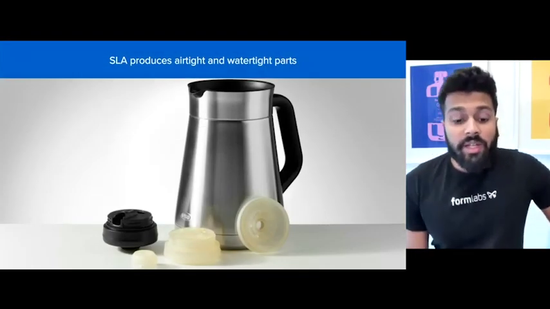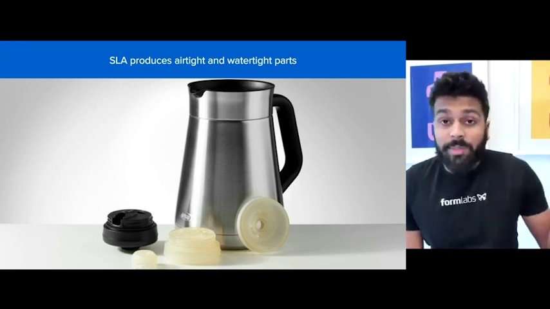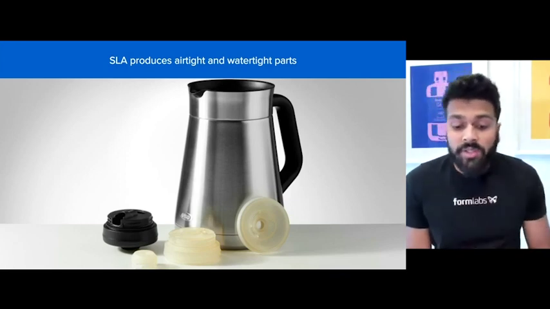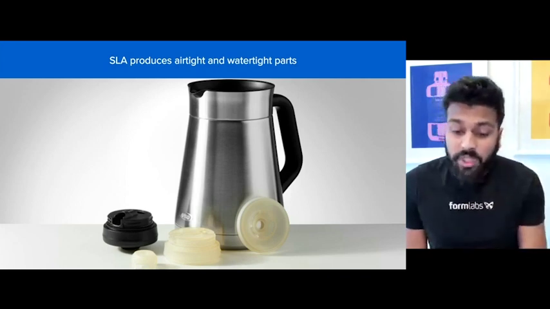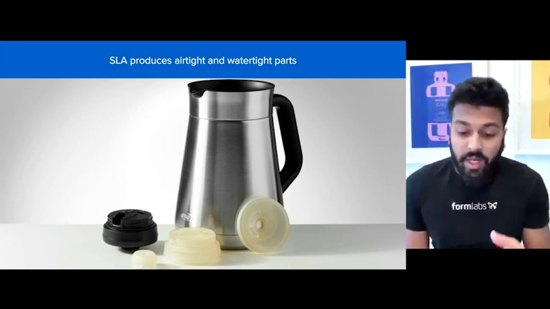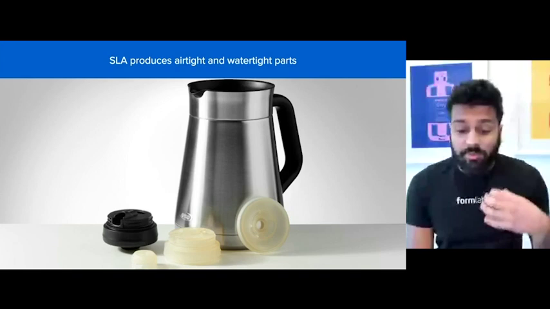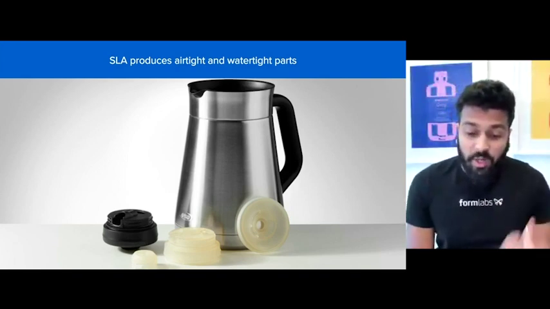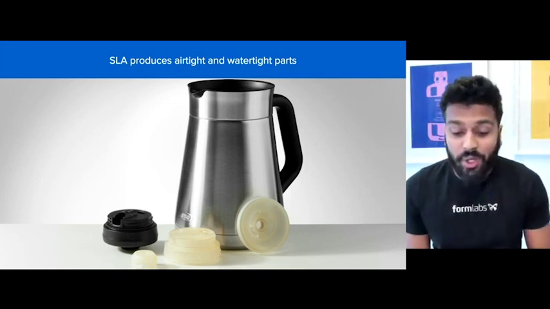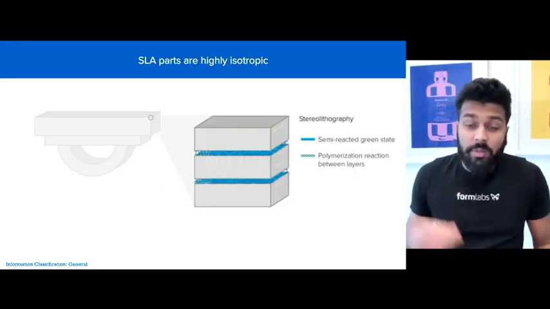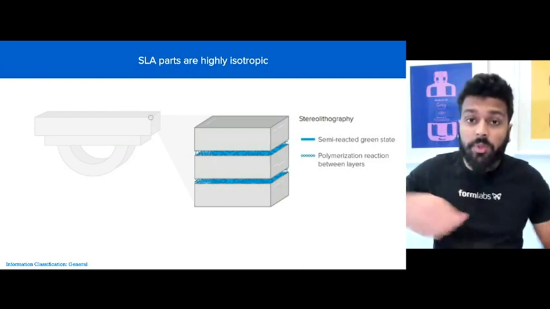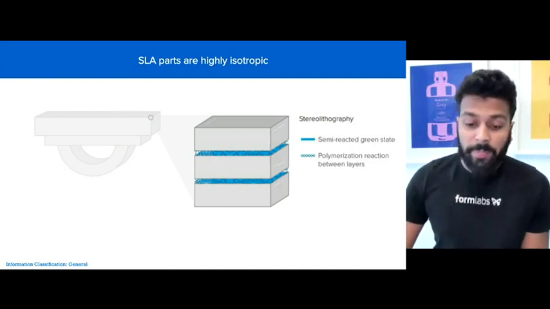Another benefit of SLA is that, just like with DLP, SLA produces airtight and watertight parts. You can see this coffee jug here from OXO. OXO actually was able to prototype this jug, the lids, and parts for this using SLA printing technology, and had airtight and watertight parts so that they could actually test hot fluid in between the parts in and out.